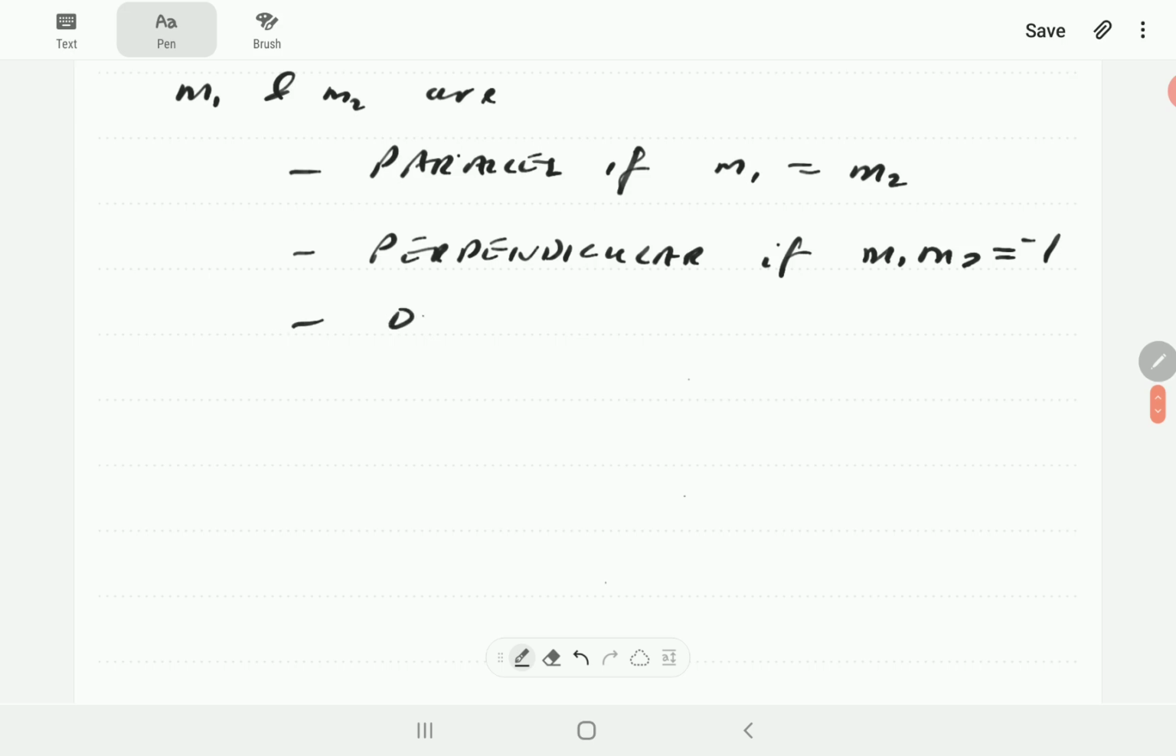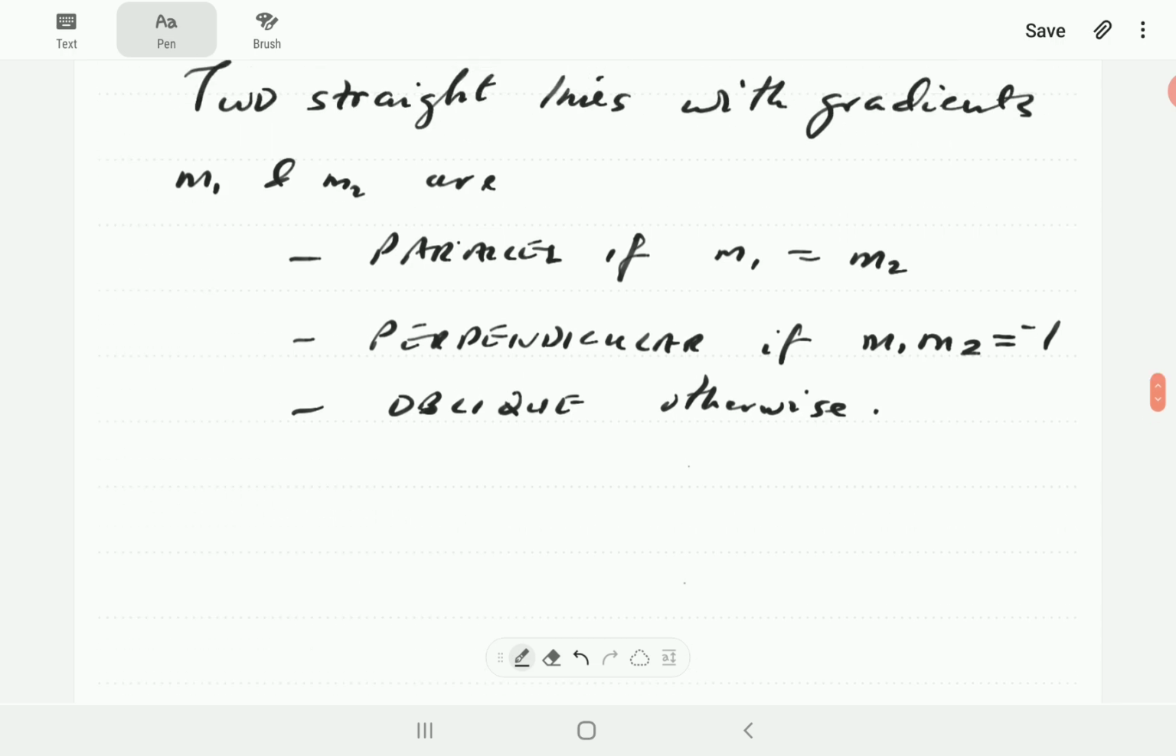These lines are called oblique if none of these two occur. Otherwise, if neither m1 equals m2 nor m1 times m2 equals -1, then those lines are going to be intersecting at an angle different from 90 degrees.